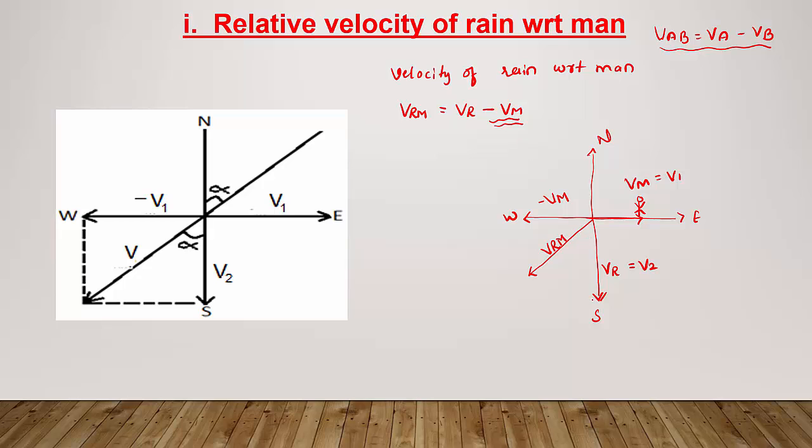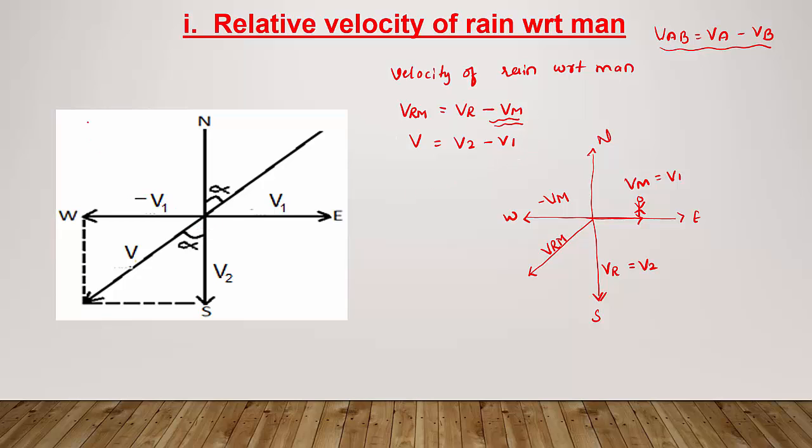Vr is along S, meaning southward. Minus Vm is along the west direction. So here we have to consider the resultant vector along the diagonal, that is VRM. VRM equals VR minus VM, or we can take it as V equal to V2 minus V1. So this gives the relative velocity of rain with respect to man.